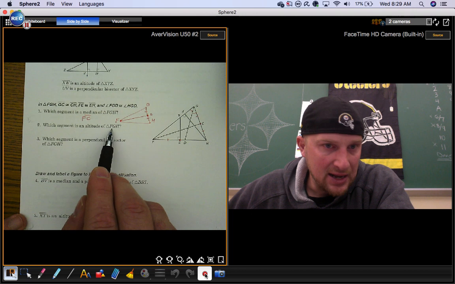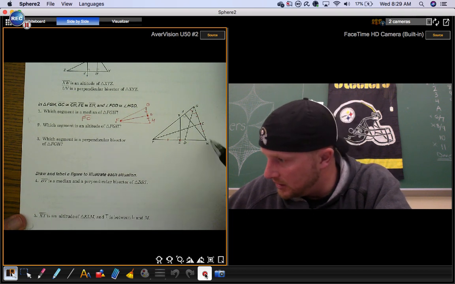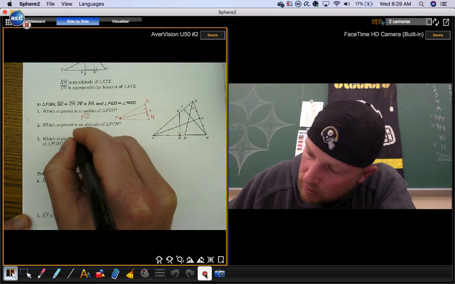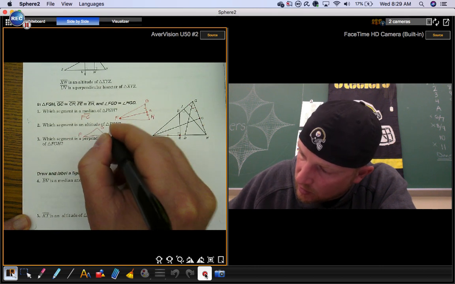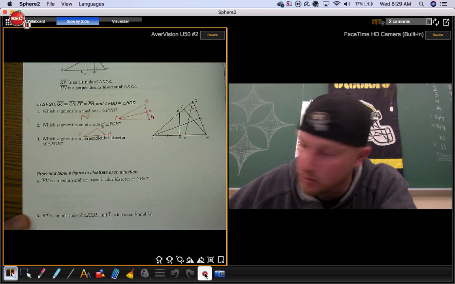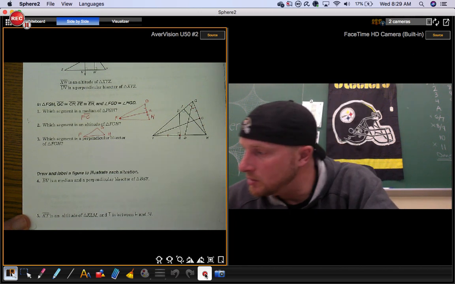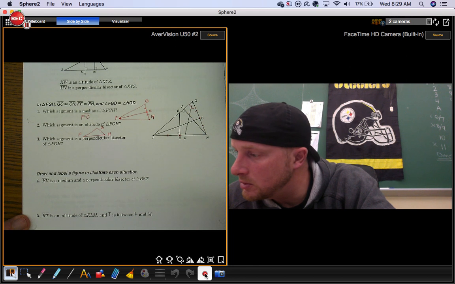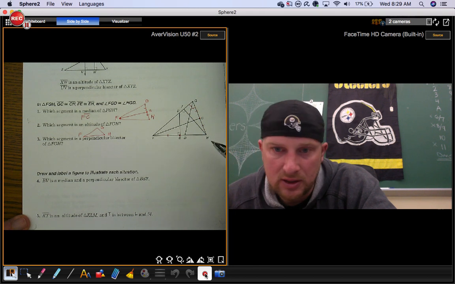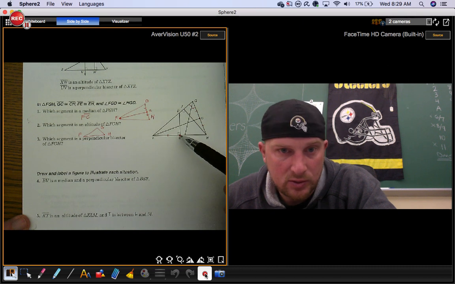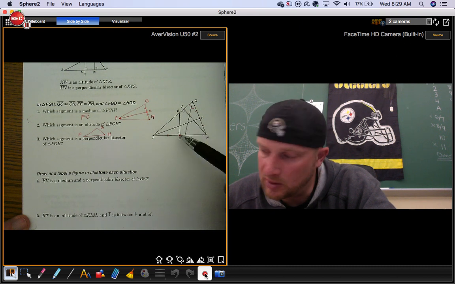Which segment is an altitude of triangle FGH? So I'm going to draw the same triangle again. And I know space is tight. You can always use a different piece of paper. Which segment would be an altitude? Well, you need a right angle, and you need to touch a vertex. So find a segment that has a right angle, like this one, but it doesn't touch a vertex. So it can't be that one.